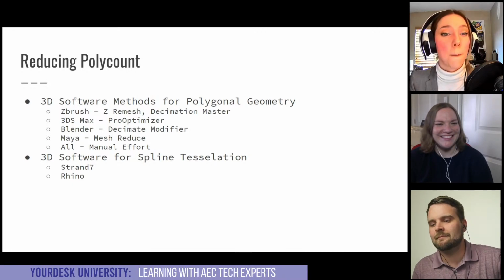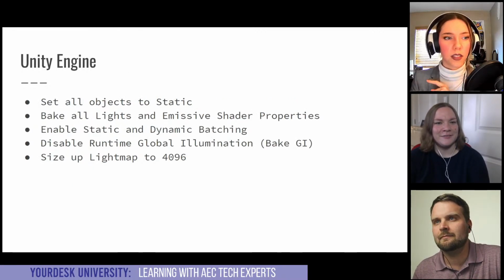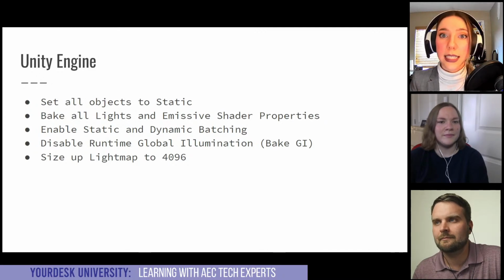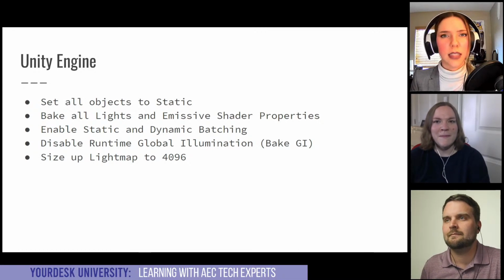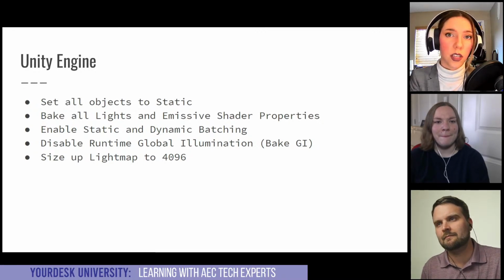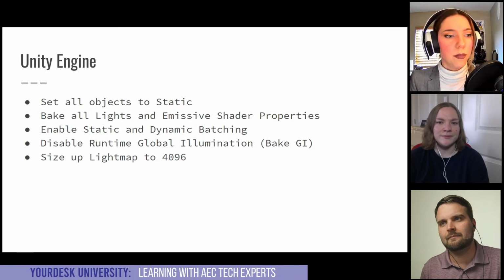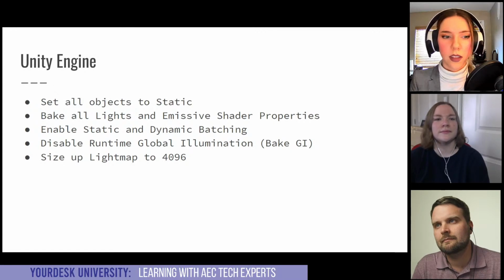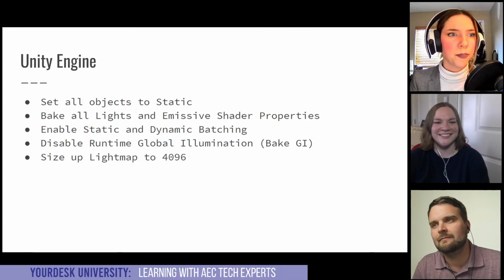All right, next. When you're in Unity, we can set our objects to static, we can bake our lights and our emissive shader properties, and I've already done all these things for you guys. You can enable static and dynamic batching, disable your runtime global illumination, or bake your GI, and then size up your light map to 4096 so that it all has one map to read off of, kind of like the texture atlas thing that we were discussing earlier with the UVs of any textures that you have, any objects. You would do the same thing with your light maps, because light maps are very similar to UVs and texture maps in that way. If you guys want to talk more about that, just ask some questions in the chat.